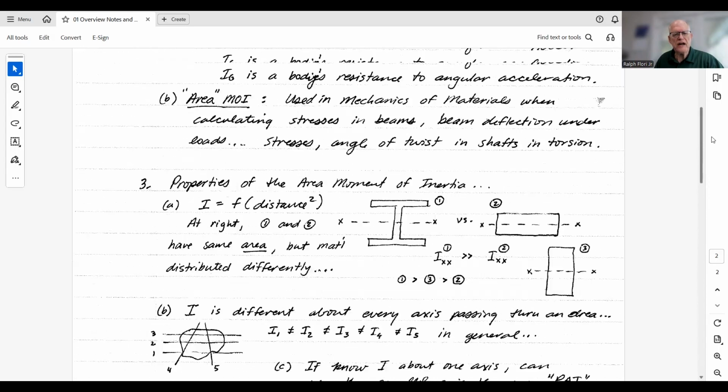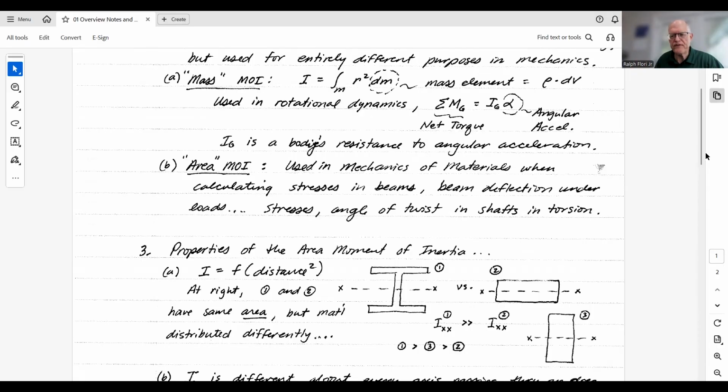So this is an introduction to just some of the properties of area moment of inertia and some of the problems that you're going to work and some of the equations, for example, the parallel axis theorem that you need to know.